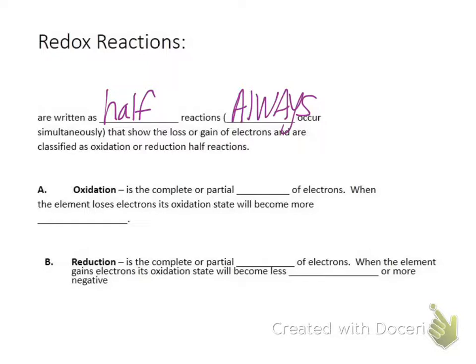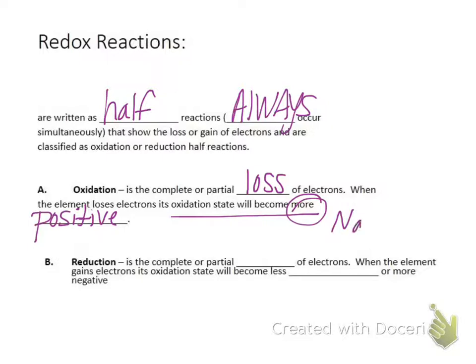So let's decide what's oxidation. Oxidation is the loss, complete or partial, of electrons. So when the element loses electrons, remember electrons are negative, its oxidation state will become more positive because it's losing things that are negative. Okay? So for instance, if I have sodium metal, if it loses its electron, it goes from being a 0 to a +1 on the other side. And then you'd have 1 electron out there because it lost an electron.